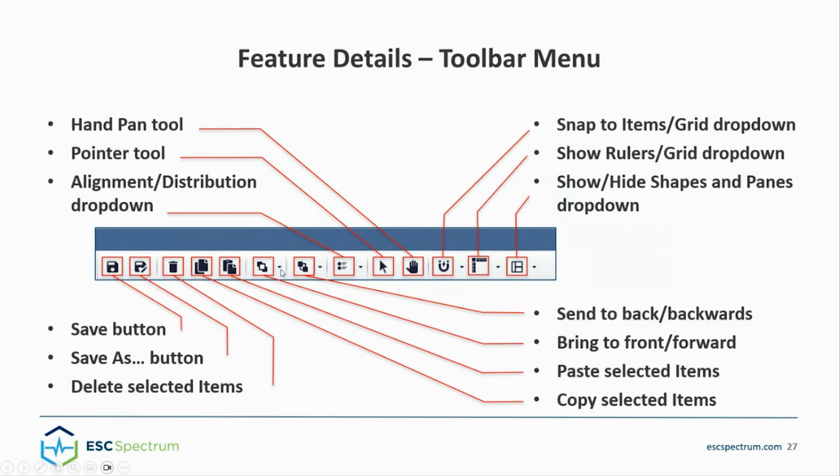The next two are layering controls, which I'll cover in a minute. Next to that, we have alignment and distribution options. Next to that are pointing and panning tools, and then options for snapping and options for showing rulers and grid lines and showing and hiding of the left and right panels of the dashboard.